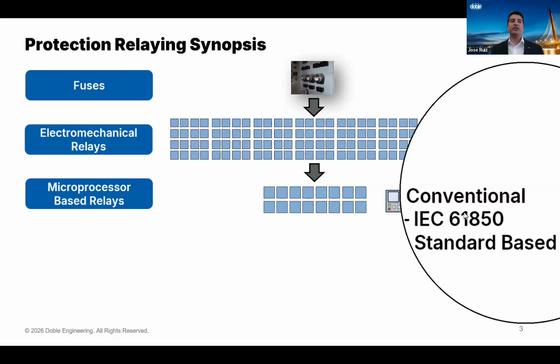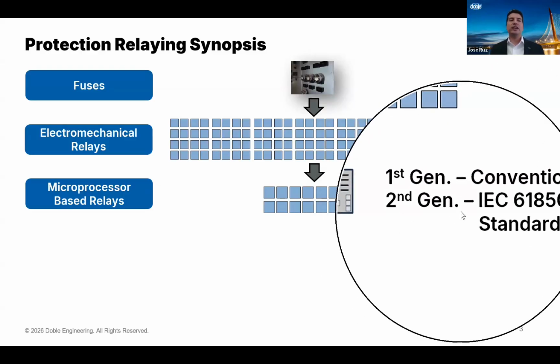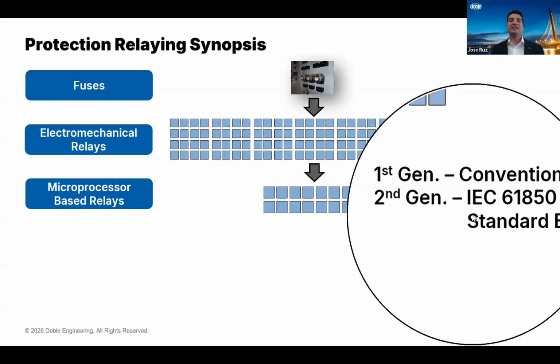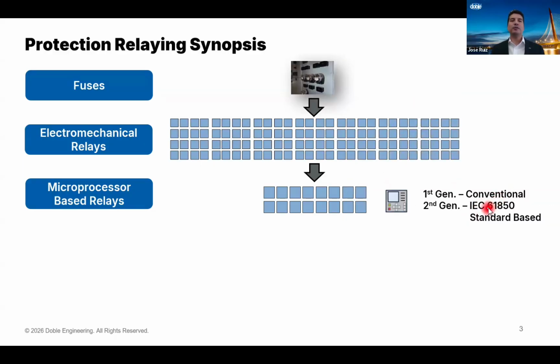Later, we got the second generation of protection relays, which are based on the IEC 61850 standard. What is the difference between the conventional and the IEC 61850 standard-based protection relays? Rather than having hardwired connections from the instrument transformers to the protection relay, now we have digital signals providing the same information to the microprocessor-based relay. And rather than having a trip contact output, now we have a digital packet, a digital signal, to indicate to the bay controller device in charge of operating the circuit breaker to open the breaker itself.